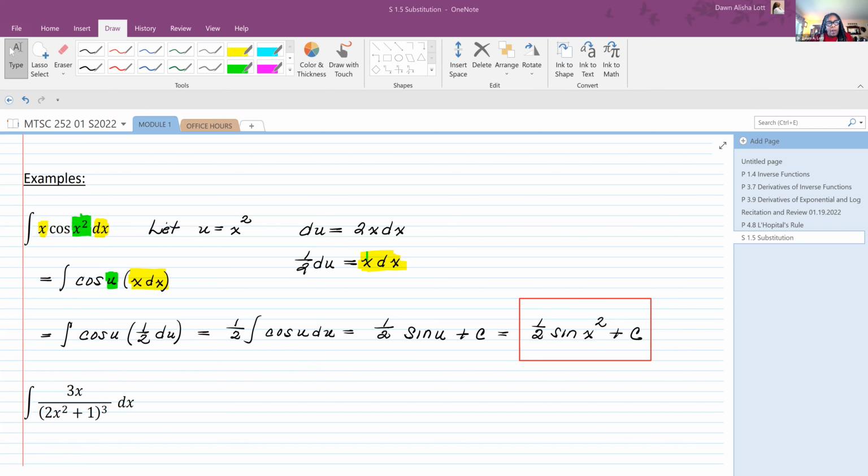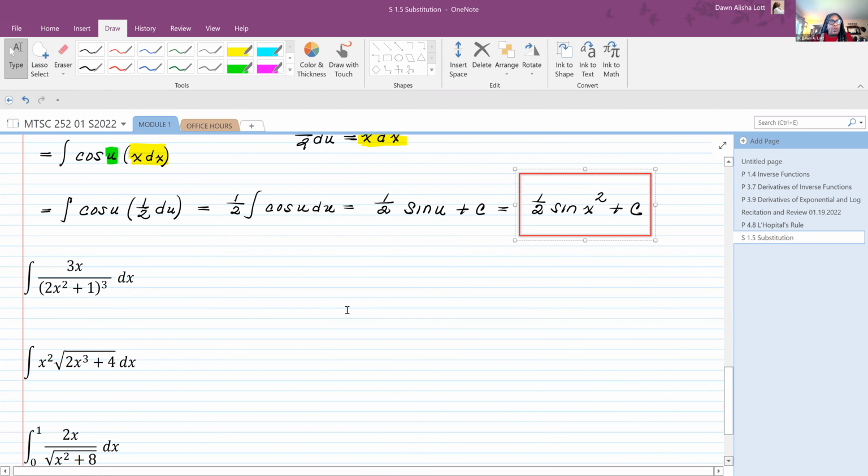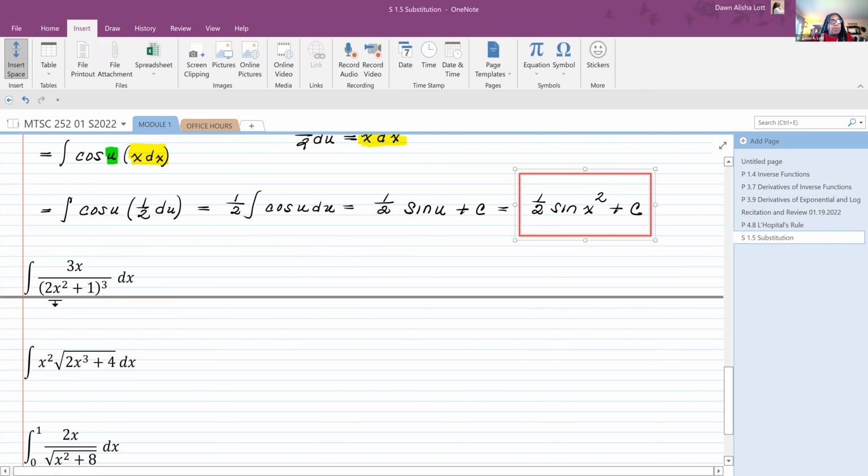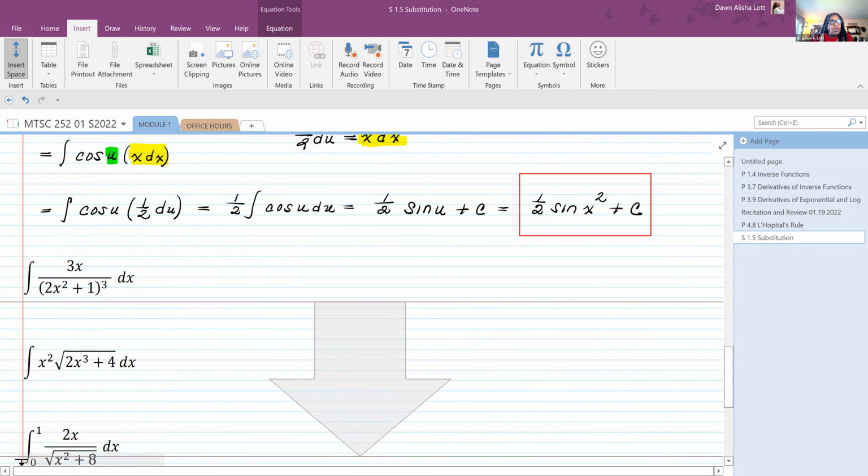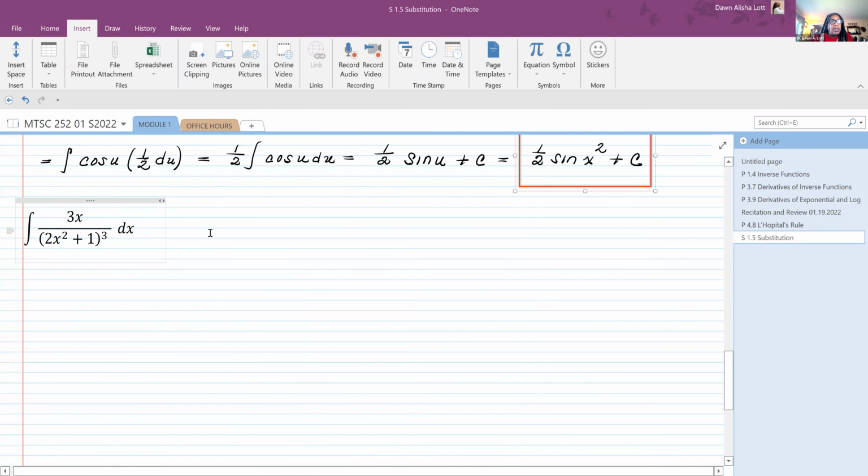All right, so the next problem is the integral of 3x, and then I have 2x squared plus 1 cubed. So I have to be able to figure out what u is. I want all of you right now to write down what you think u is for this problem. I know we just started doing it, but this is review, so you should be able to get going on this. Then I want you to find du. If you can get that far, you're good.